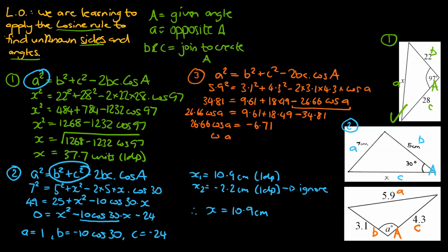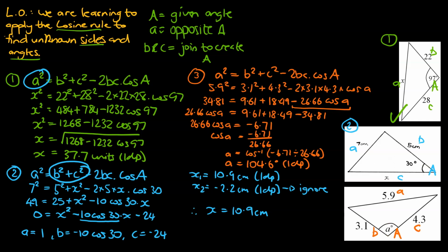We're then going to go cos a is equal to negative 6.71 divided by 26.66. We're then going to inverse cos that. And when you put that into your graphics calculator, inverse cos of negative 6.71 divided by 26.66, that there is equal to 104.6 degrees, and I've rounded that to 1 decimal point. And that there then tells us what angle A is.